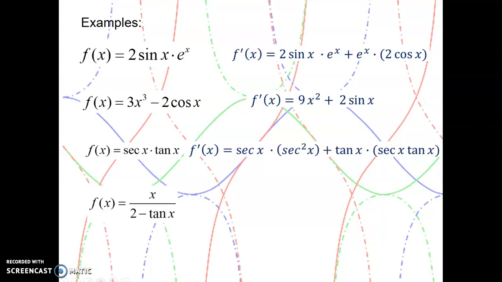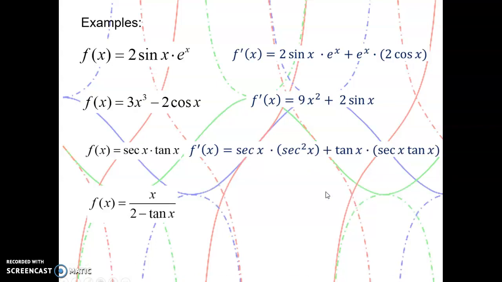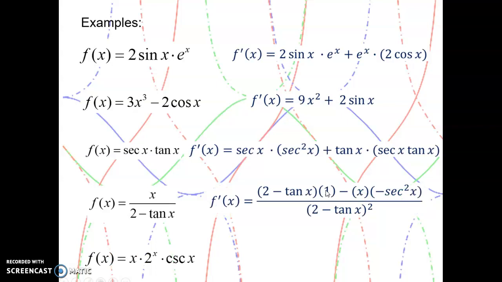Here, using the quotient rule, we would do low d high. Let's try that again. Low d high minus high d low. In the denominator, the 2 would be 0. Derivative of negative tangent would be negative secant squared over the denominator squared. And again, I'm not simplifying these just yet. I'm just trying to use the rule.